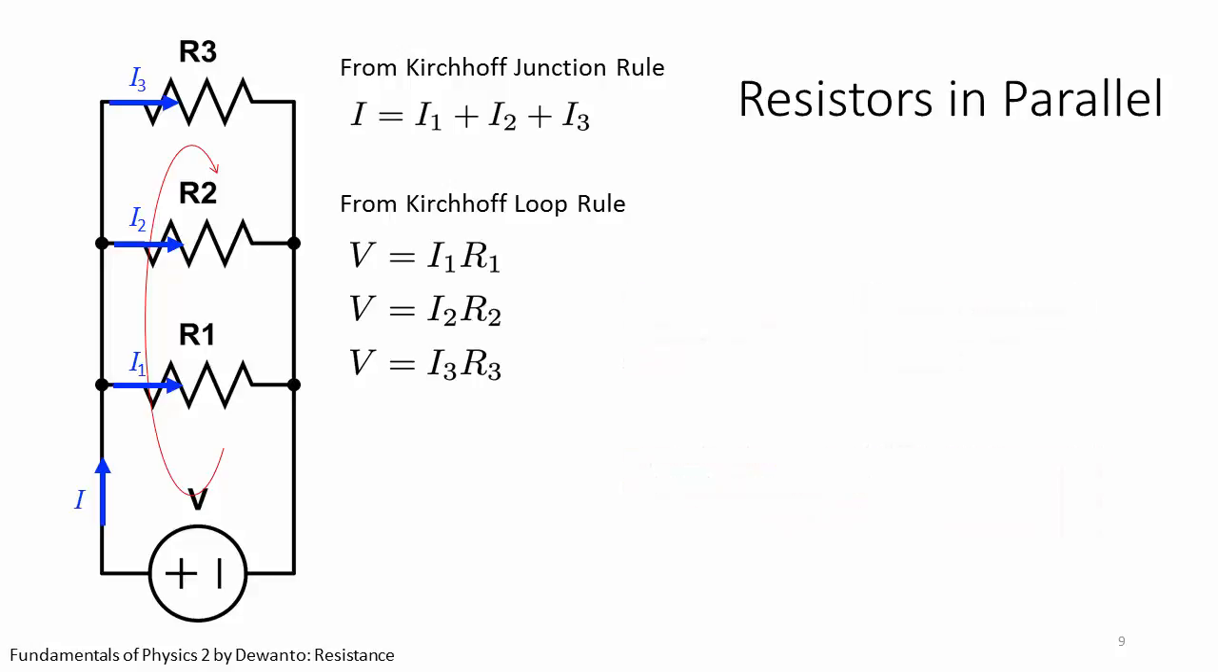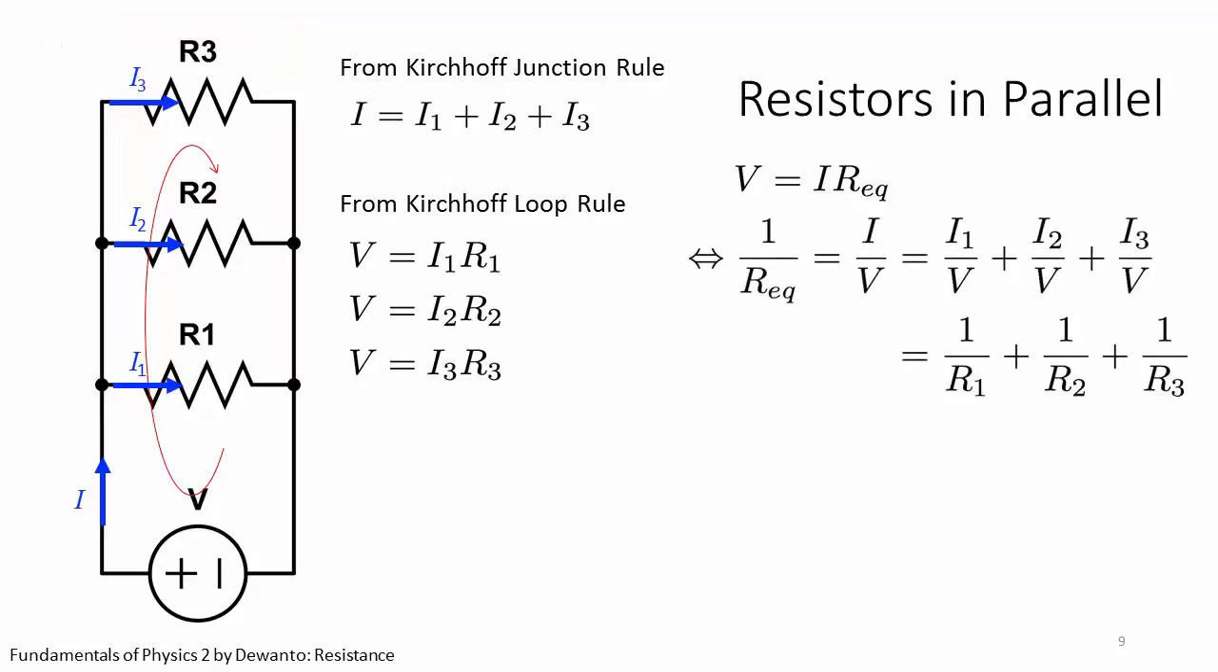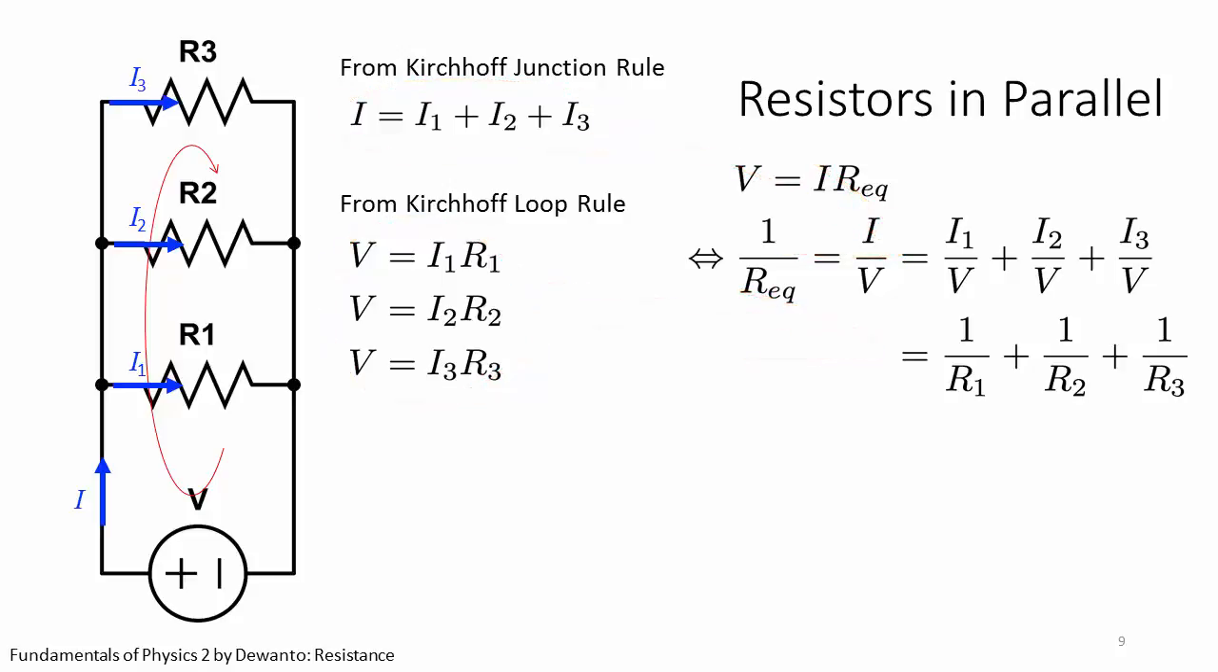If we then treat all the resistors as a whole, as an equivalent resistor, we can write the following equation. What we are going to do next is purely algebraic manipulation. Our intention is to express the equivalent resistance in terms of the individual resistances R1, R2, and R3. Notice how the equations from Kirchhoff's junction rule and Kirchhoff's loop rule are used in the derivation. In general, if there are n resistors in parallel, the equivalent resistance is simply given as such.